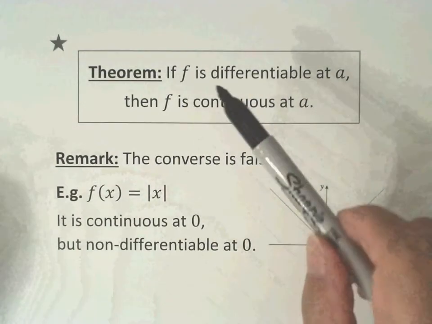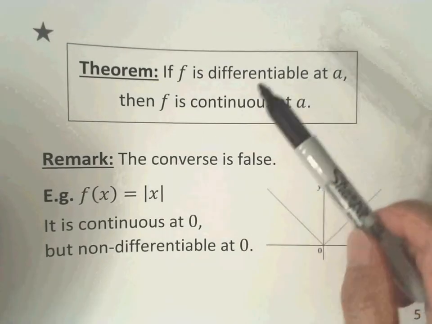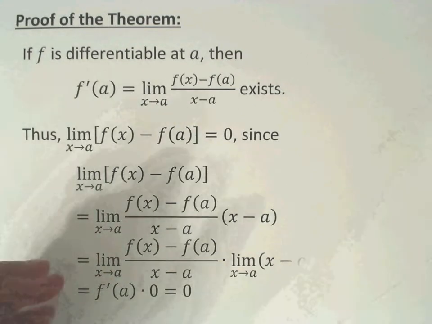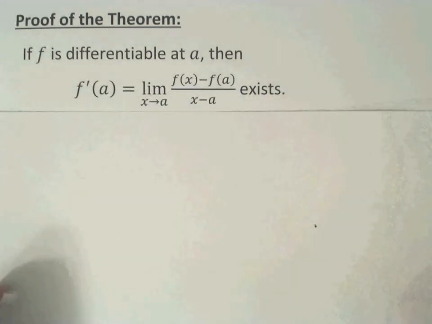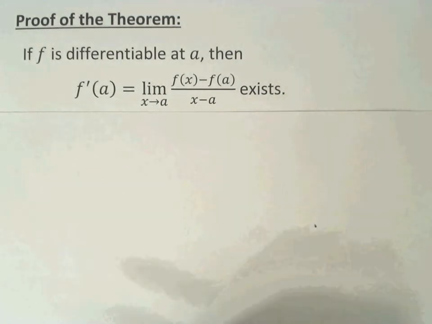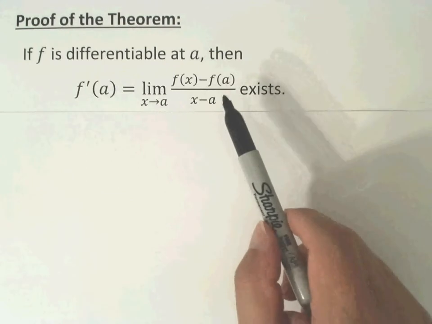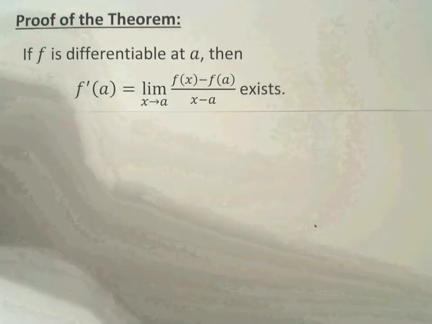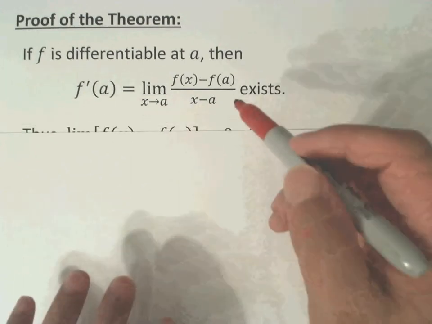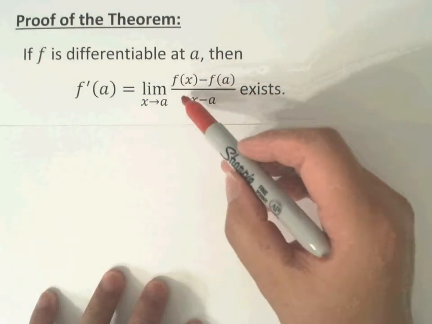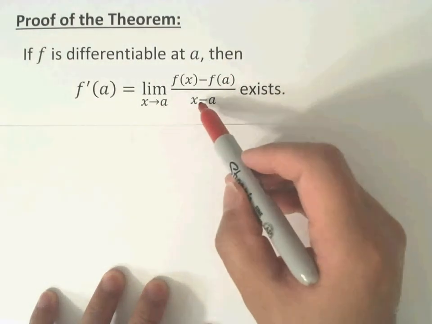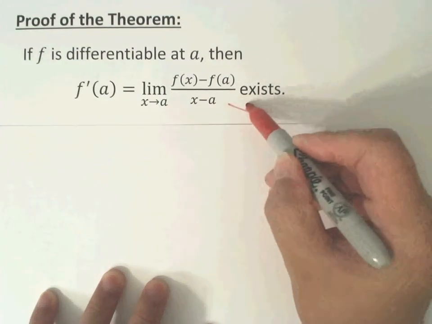Now let's prove it, okay, a little bit. We can prove that if differentiable, then we can get continuity. So suppose f is differentiable at a. We use the definition. This limit should exist, right? Then it's easy to see that f is continuous. Why? Look at this: it is a fraction. Look at the denominator. When x approaches a, x minus a approaches 0.